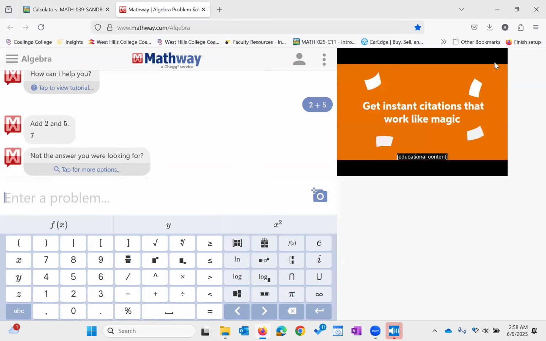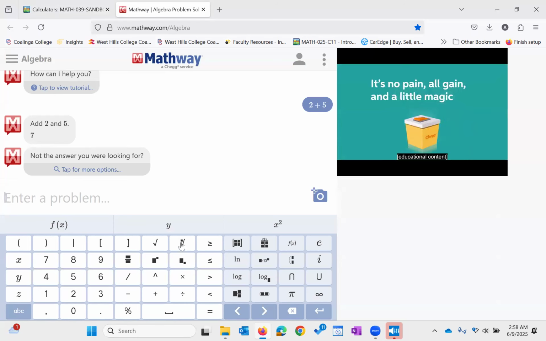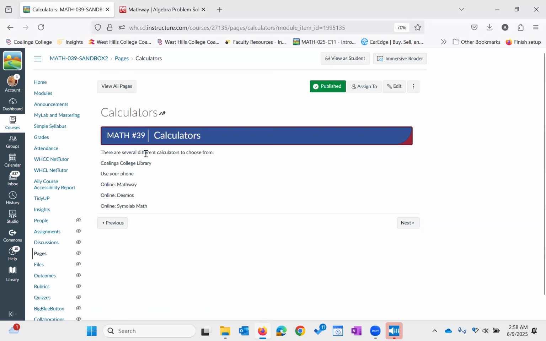This allows you to add things together. There are fraction bars over here, exponents, subscripts, square roots, any kind of roots. Anyways, all those different things are here. That is called Mathway. The other one is called Desmos.